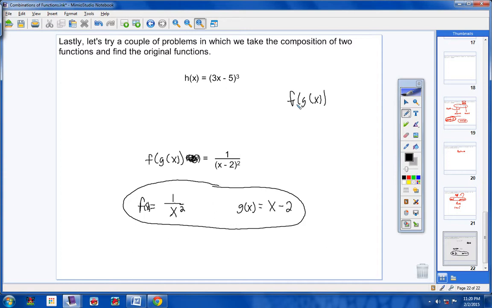Take your f function, your outer function, and we got 1 over x squared. I'm going to put a really big parentheses for x. My inner function is g, so pick up g and put it right here. And look at that. Booyah. Alright? Perfect. Just like that, okay? So we took a composition and we decomposed it into the two original functions, okay?